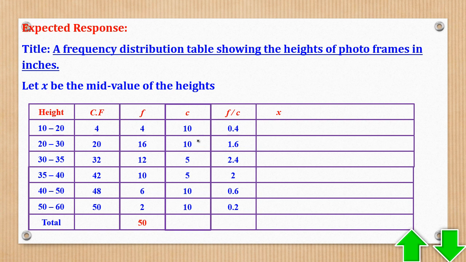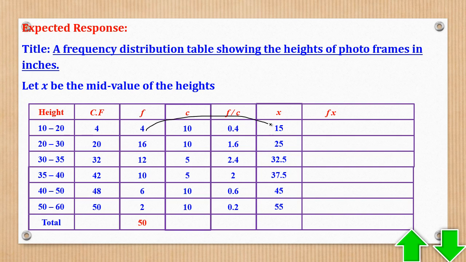Then x, which is the mid-mark, so this plus this over 2, this plus this over 2, this plus this over 2, this plus this over 2, this plus this over 2, this plus this over 2. Now that we have f and x, we can get fx.